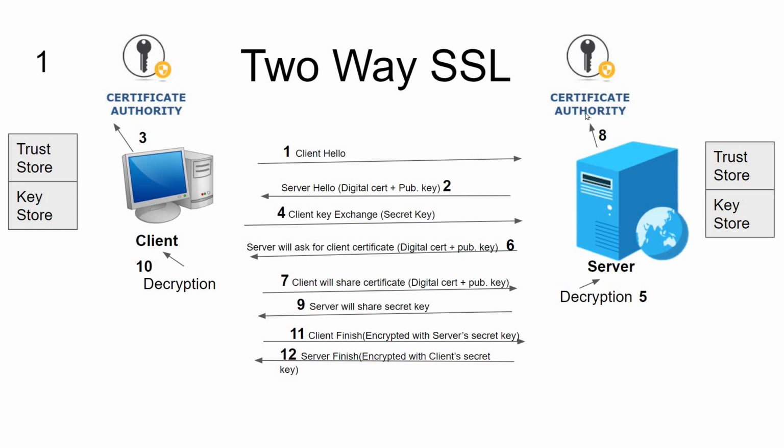And the eighth step is, as we just discussed, it will check with the certificate authority and get the confirmation, and in the ninth step, it will share the encrypted secret key to the client. So encryption is happening based upon the public key of the client. Now, what will the client do? It will decrypt by using its own private key. Now both the entities have exchanged the digital certificate, and also the public key and also the secret keys.